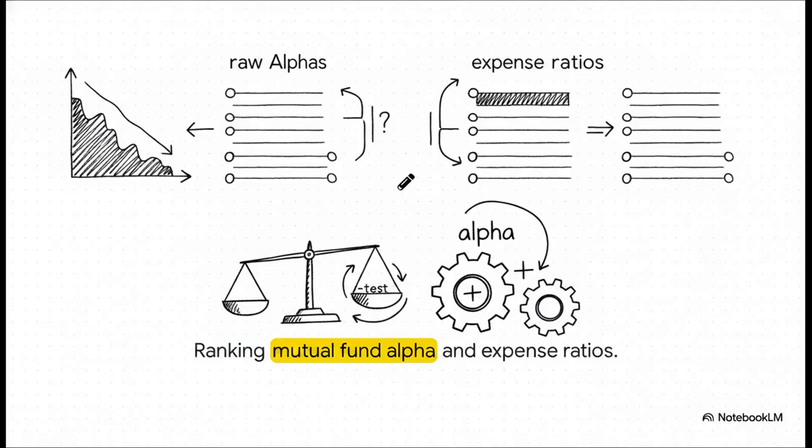Let's see this non-parametric technique in action. Imagine we're evaluating mutual fund alphas and expense ratios. The raw alphas might all be negative, maybe ranging from negative 0.13 all the way down to negative 1.01. By converting these messy raw numbers into clean ranks, say 1 through 9, and comparing them against the ranks of the expense ratios, we can suddenly uncover hidden relationships. It completely shields our analysis from non-normal distributions, letting us run a reliable t-test on the ranks themselves to see if alpha and expense ratios actually move together.